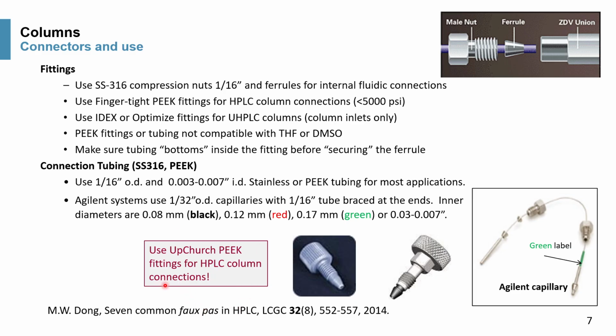Remember that the best fitting for HPLC applications below 5,000 psi is the Upchurch PEEK fitting shown here. They're very inexpensive, very useful. The ferrule is one piece, built in. For UHPLC, one can purchase fittings which are just as good, can seal up to 20,000 psi. However, these are much more expensive. For some of these discussions, this white paper published in 2014 called 7 Common Faux Pas talks about these types of fittings.